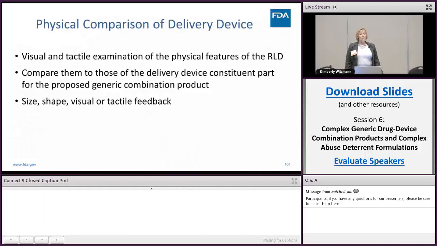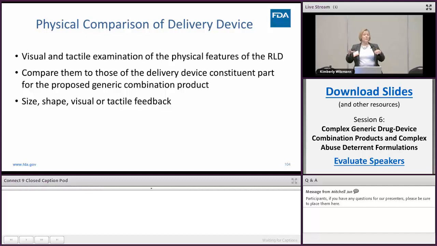With regard to the physical comparison of the delivery device, this is, again, just a side-by-side explanation of the visual and tactile examination of the features of the RLD product, and then comparing those to the delivery device constituent part for the proposed generic product. Now, I do have just visual and tactile on this slide, but that's just because I was running out of room for words.